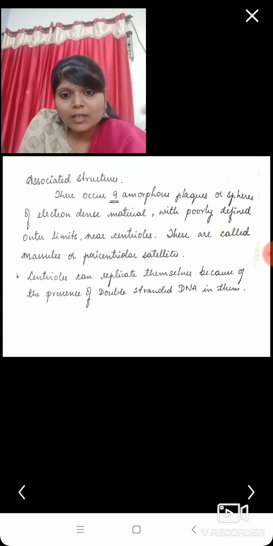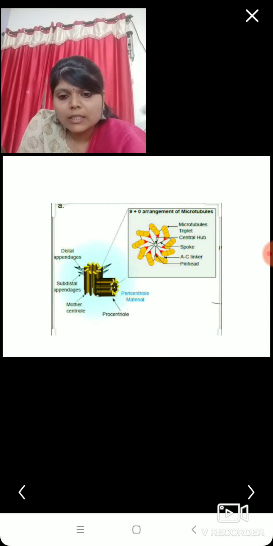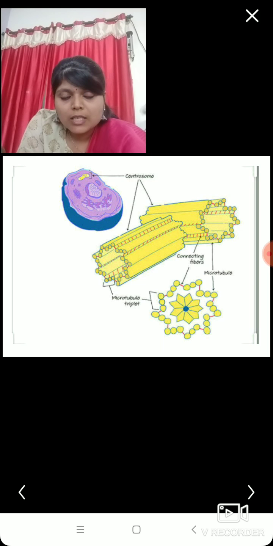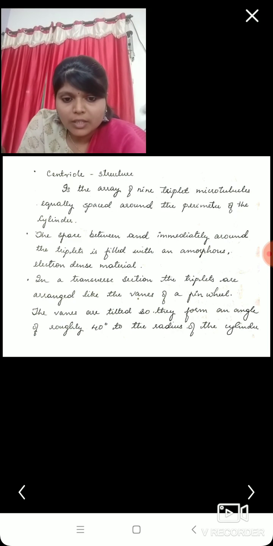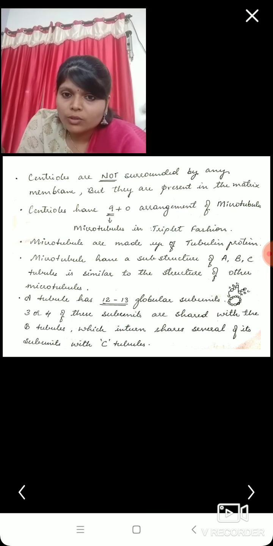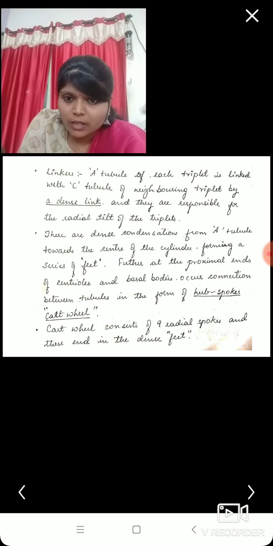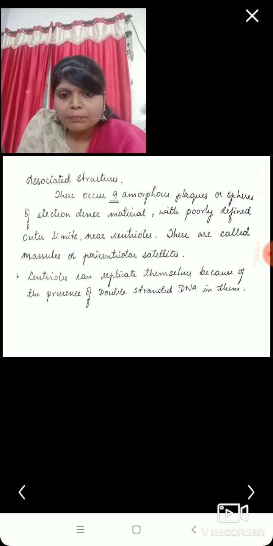Associated structures. What are all the associated structures along with the centrioles? First of all, why did we study the centrioles when we are talking about the centrosomes? Centrosomes consist of the centrioles, isn't it? So henceforth, we are completely dealing with the structure and the functions of the centrioles.